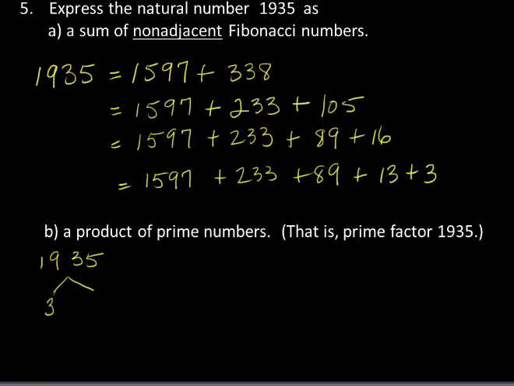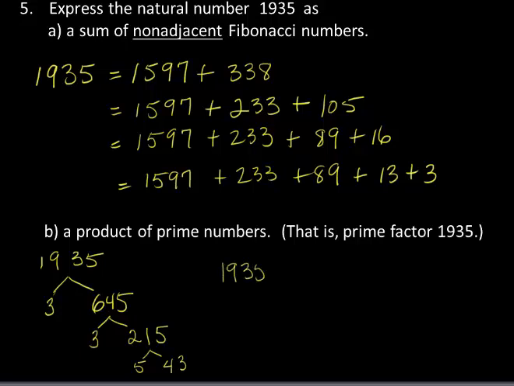You will get 3 times 645. 645 still has a sum of digits divisible by 3, so that is divisible by 3 again, and we get 3 times 215. 215 is no longer divisible by 3, but it is divisible by 5, so let's say 5 times, and 5 goes in 43 times. Oh, 43 is a prime. So we're done.